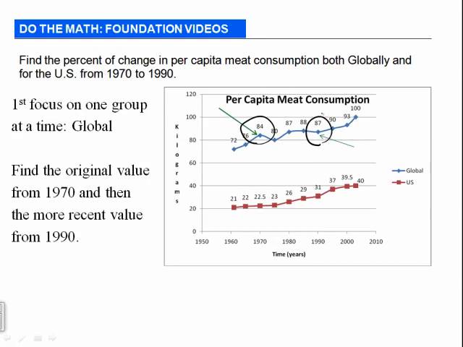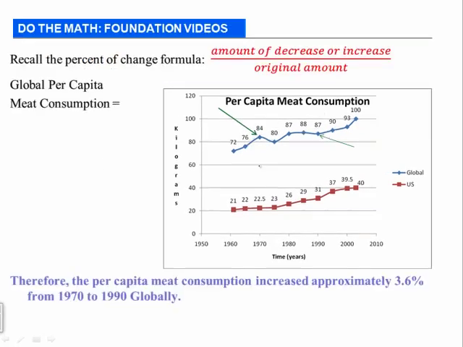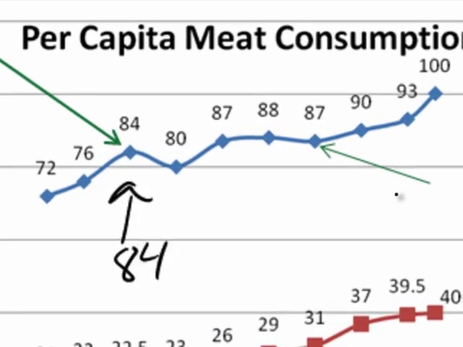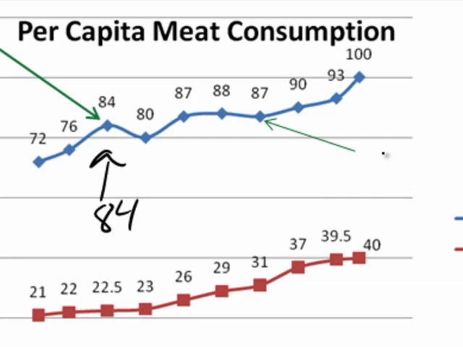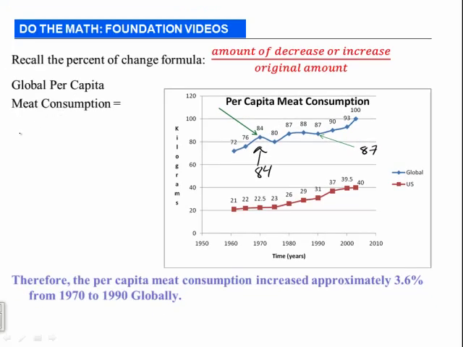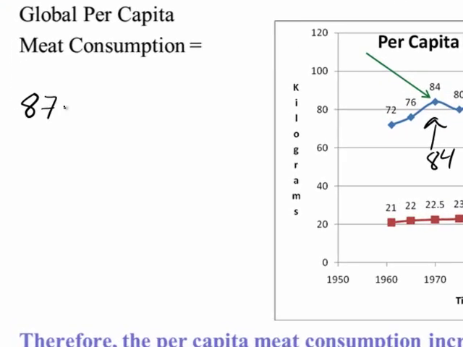So if we look at globally, what you'll discover is we have two numbers. In 1970, the number is 84, and in 1990, the number is 87. So you're going to take the equation, and you're going to take 87 minus 84, and you're going to divide it by the number of kilograms that it was originally, which was 84. Now, 87 minus 84, that's pretty easy. You don't even need a calculator. That'll be 3 divided by 84.